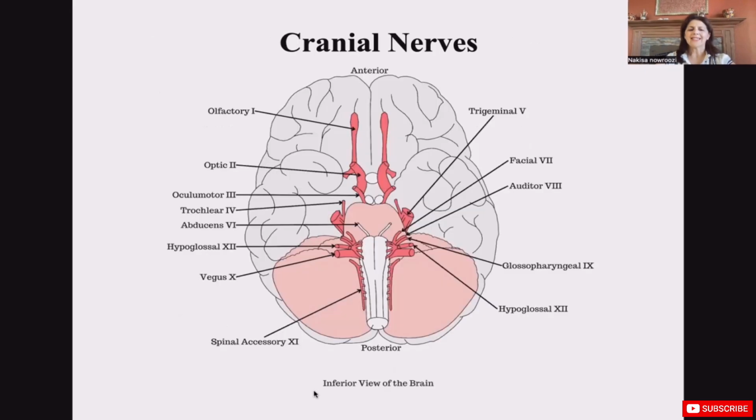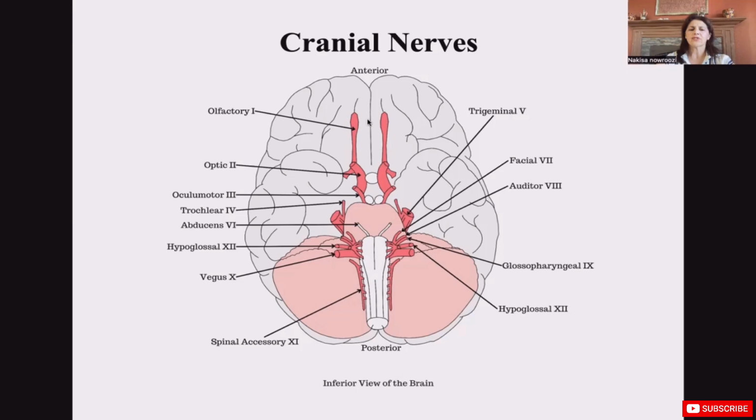Here we're looking at the inferior view of the brain. This is the anterior end of the brain. This is the posterior end of the brain. This part of the brain in white is called the cerebrum. This in pink is called the cerebellum, and this is the spinal cord in white right here. Now I'm concentrating on the cranial nerves in dark pink.